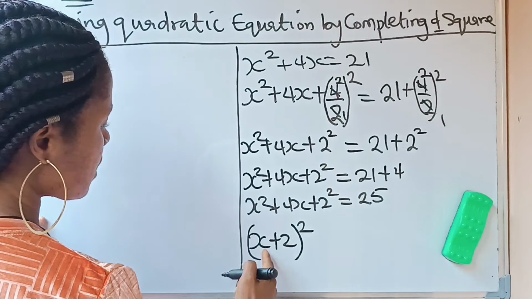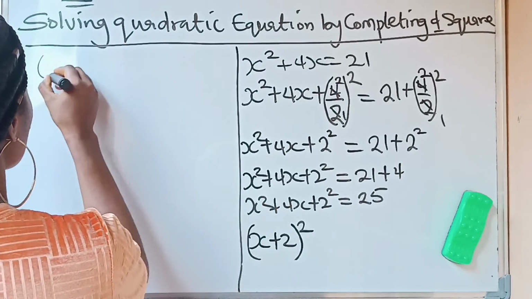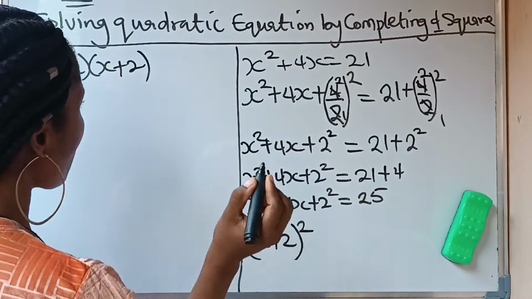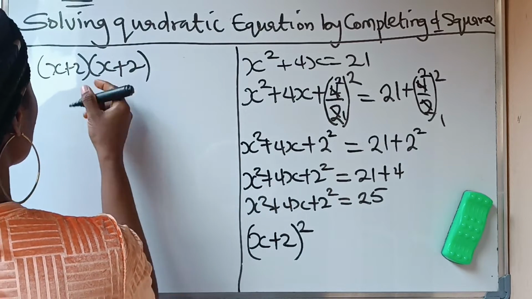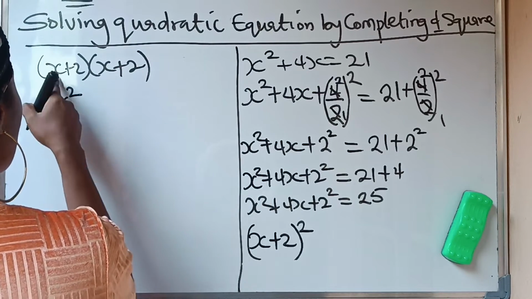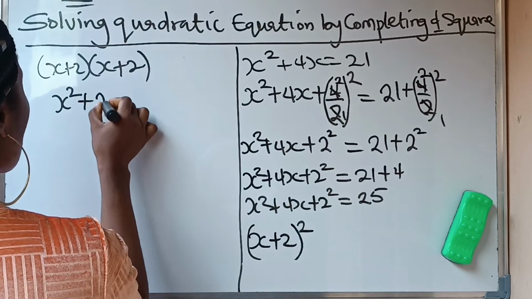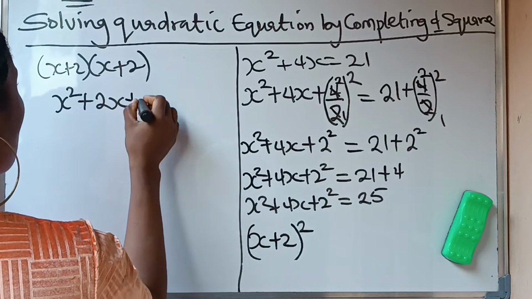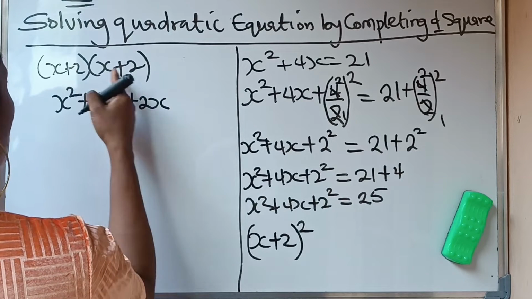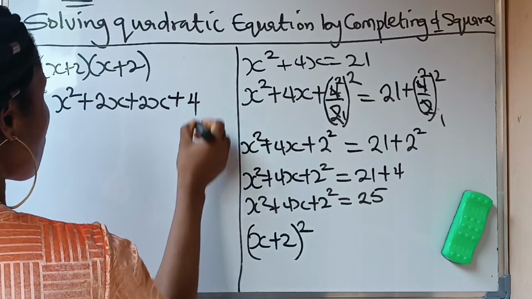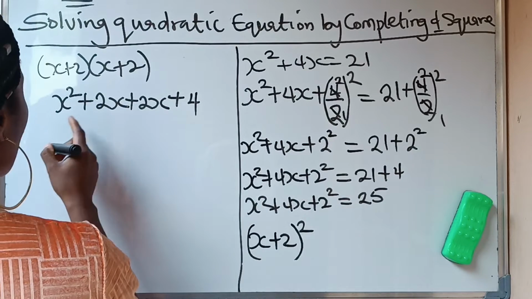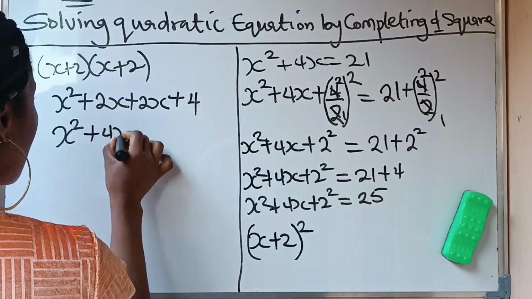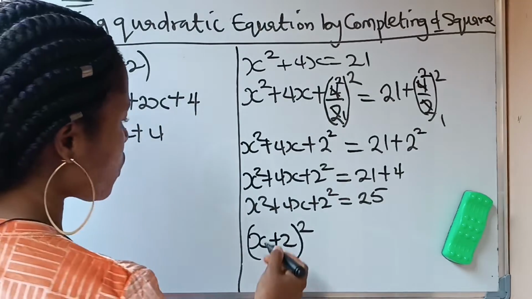Now let's expand this. x plus 2 squared means what? x plus 2 into x plus 2, right? So x times x is going to give us what? x squared. x times 2 is going to give us plus 2x. Plus 2 times x is going to give us another plus 2x. Plus 2 times plus 2 is going to give us 4, right? So you're going to have x squared, 2x plus 2x is plus 4x, plus 4. You see what I'm telling you?